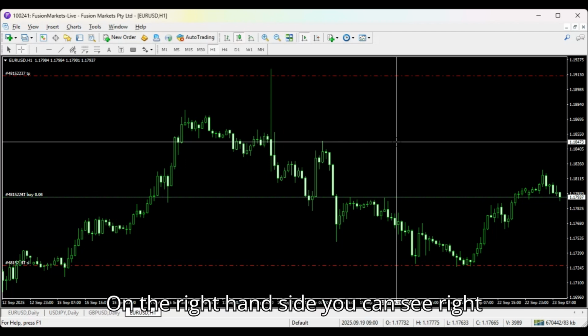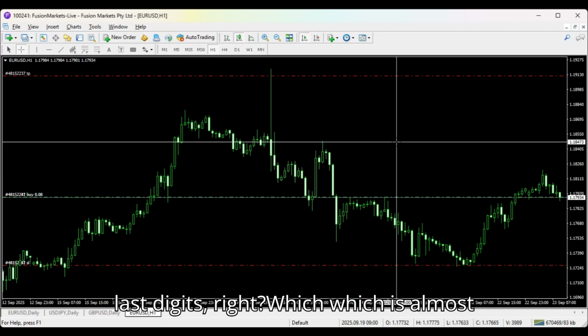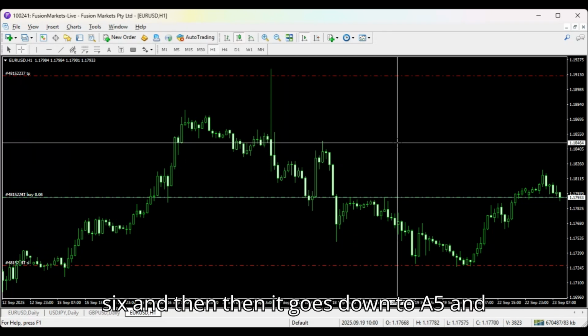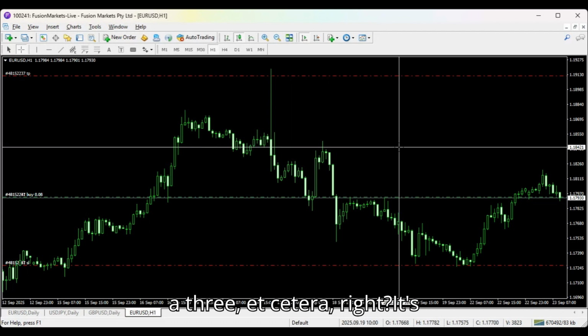On the right hand side, you can see right now we are sitting at 1.18473. A pip is usually a 0.0001. It's one of the last digits, which is almost like the 7, and then it changes to a 6, and then it goes down to a 5 and a 3, etc. It's basically a 1 in 100th of a pip.